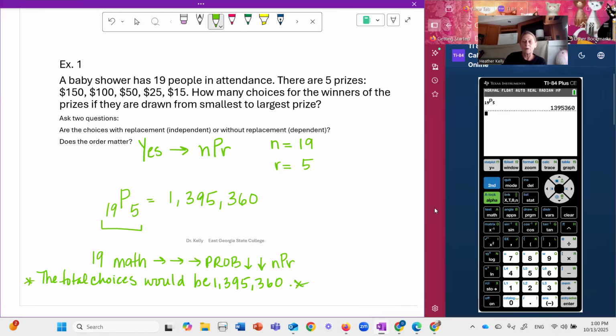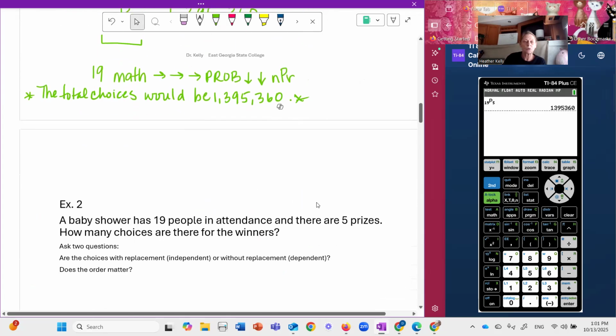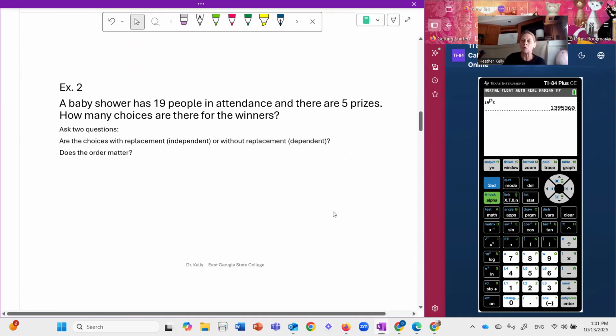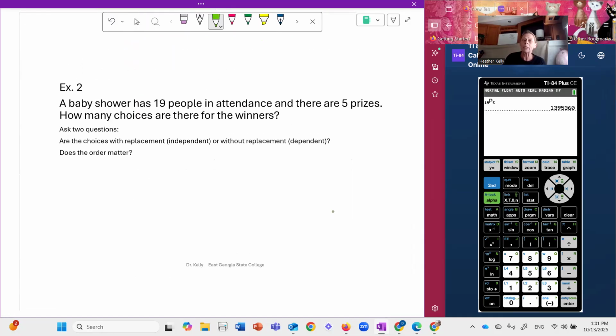All right, awesome. Let's look at the next one. It says a baby shower has 19 in attendance and there are 5 prizes. How many choices are there for the winners? In this case, 5 prizes indicates they'll be the same prize, and we're not choosing the prizes in order of the highest to the lowest or whatever. It's just 5 random people being chosen for the prizes here.